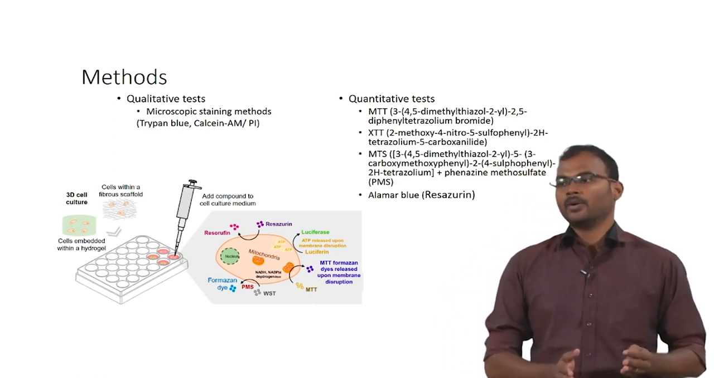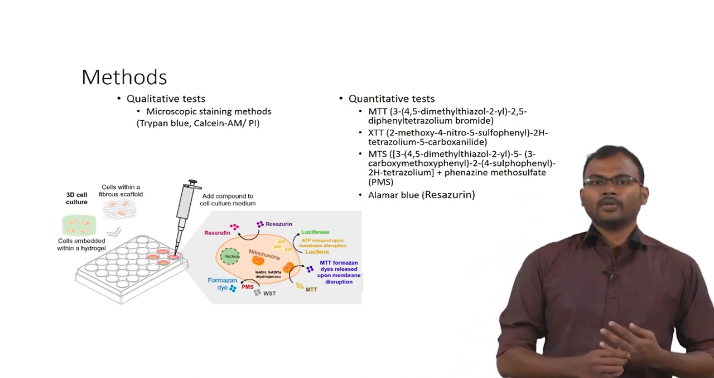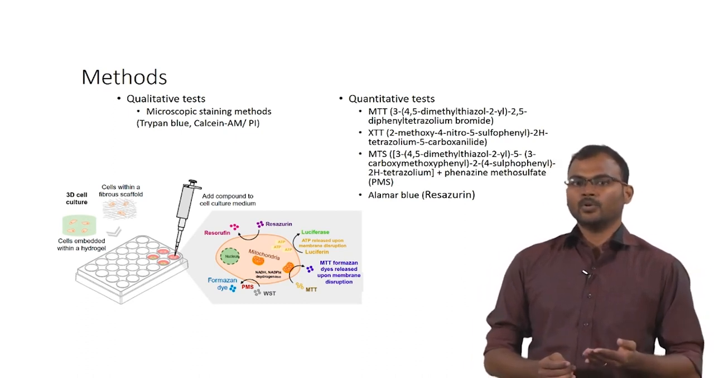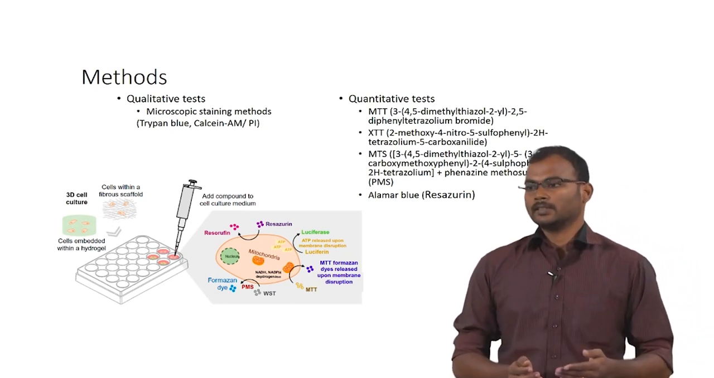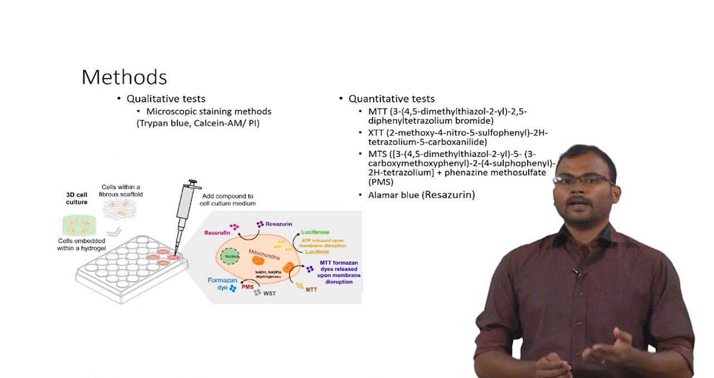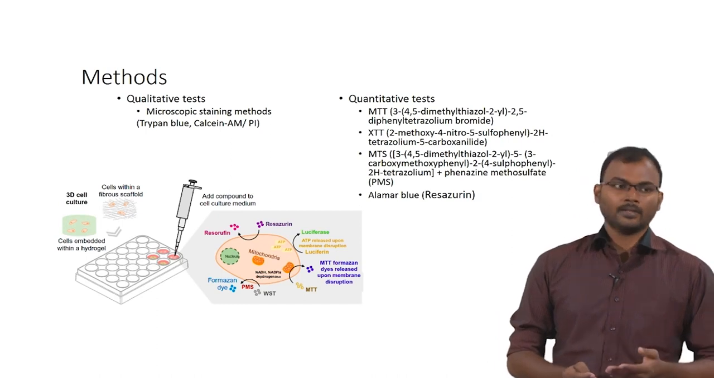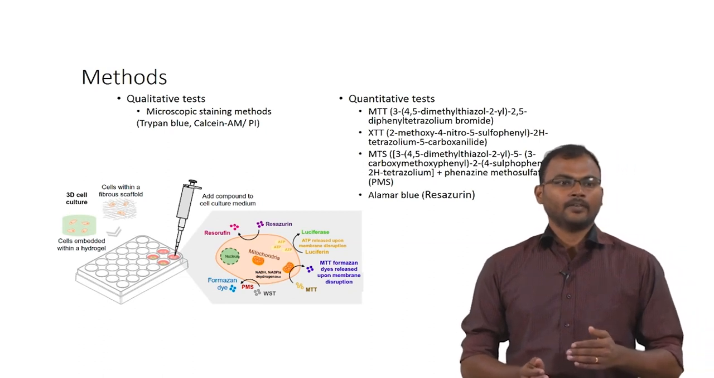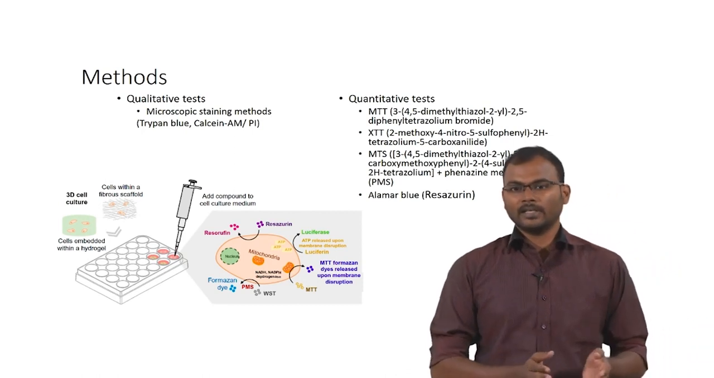So how exactly do you identify that? That can be done by qualitative and quantitative methods. Qualitative involves observing the cells visually using a microscope. You can use a normal dye like trypan blue, or calcein AM and propidium iodide. Calcein AM will go inside the cells and give a green fluorescence. Propidium iodide will go and bind to the nucleus and give a red color. If there is cell death, you can use these stains to identify whether the cells are live or dead. You can observe them under the fluorescence microscope. So that is a qualitative test.